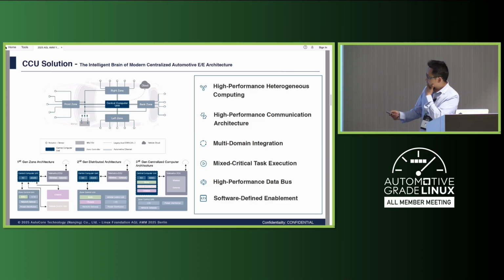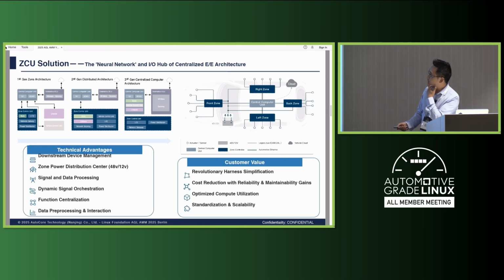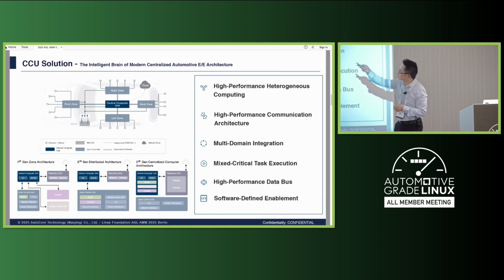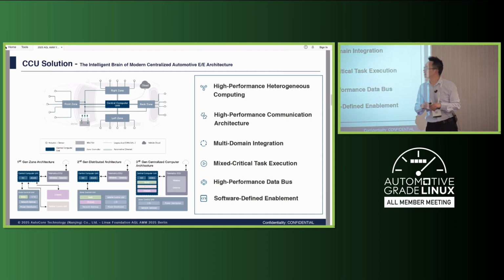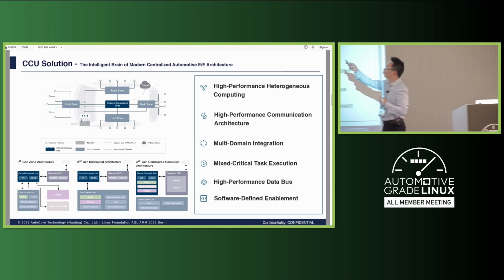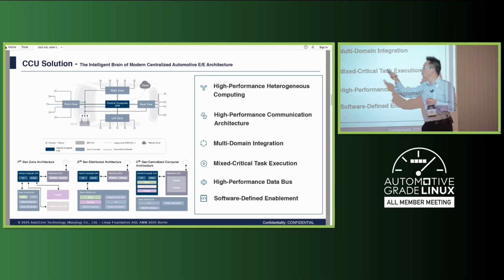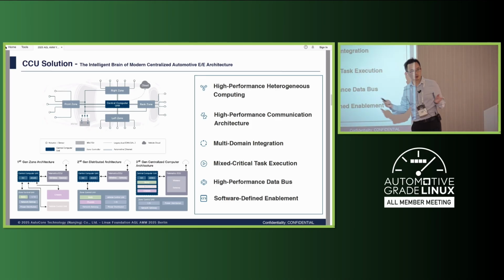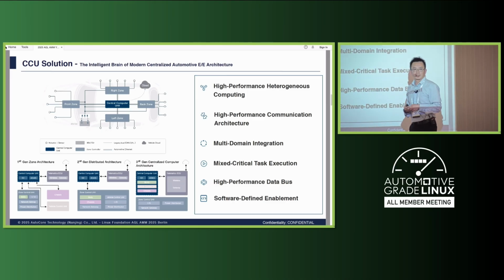So I just want to show these two slides first. One is CCU and another one is ZCU. So I want to put this into perspective. That picture on the top left is, at an abstract level, how we see the new EE architecture moving. You have one or two or more centralized computing units, which could be known as HPC. That could be based on, for example, the latest Qualcomm 8775, NVIDIA Thor, Renesas Gen 5, etc.